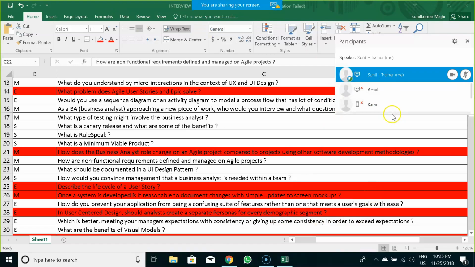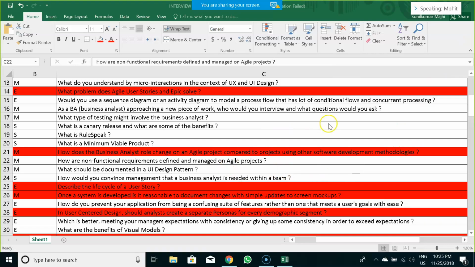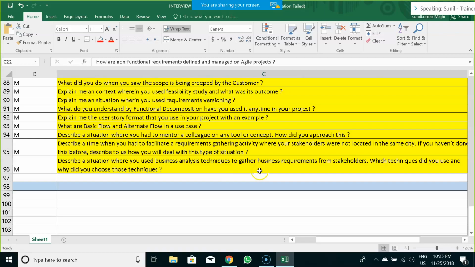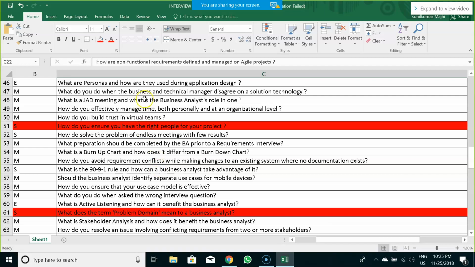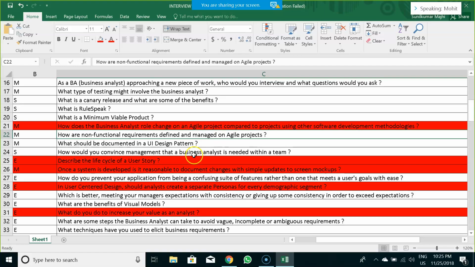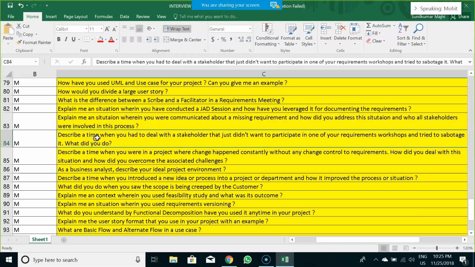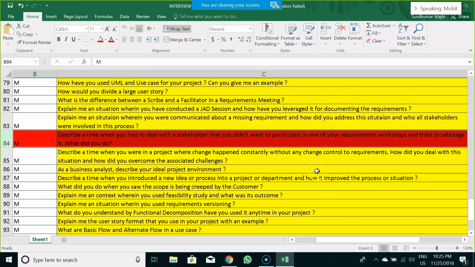Sunil, so I've done most of the questions highlighted in yellow. These are the questions that we have already discussed in the last session. Okay, you didn't prepare anything from this list. So actually, we divided all the questions to cover all the 100 questions. Some of the questions that I did were these. So let us start with those questions.